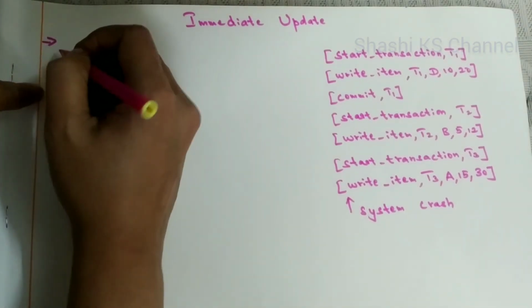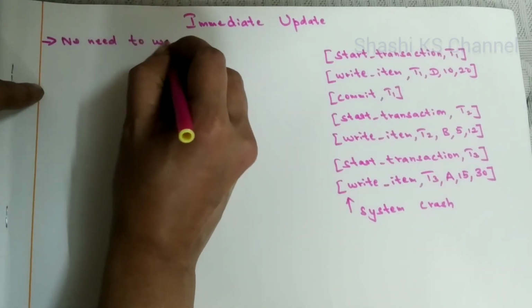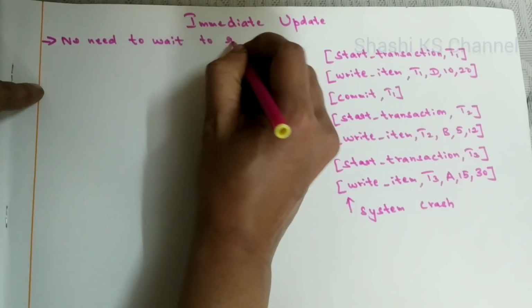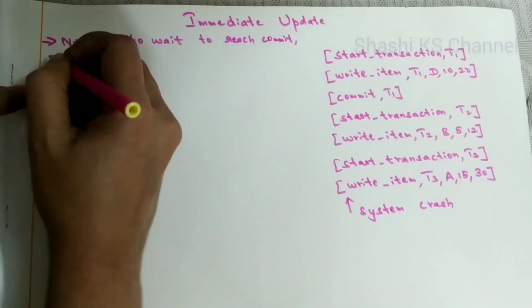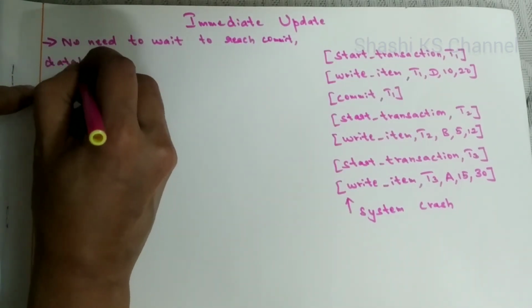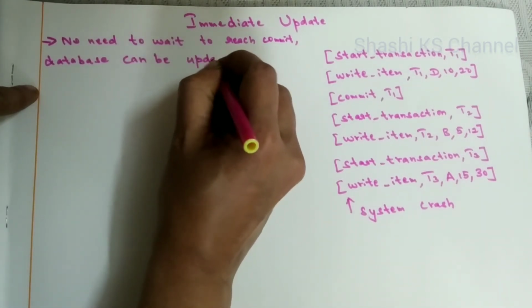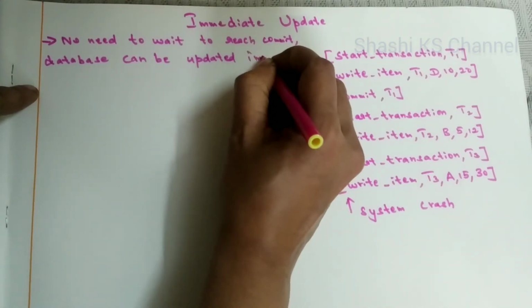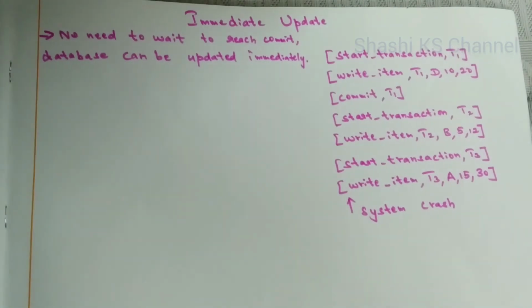The basic concept is no need for the transaction to wait to reach the commit point. The database can be updated immediately. So that is immediate update. Whenever a transaction performs a write operation, the database on the disk will be updated immediately. It will not wait for itself to reach its commit point.